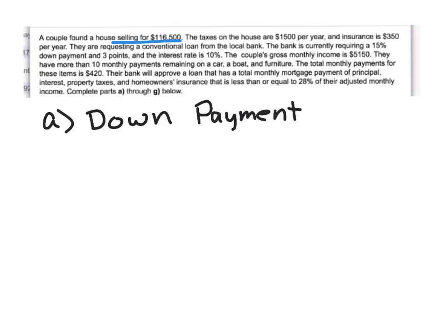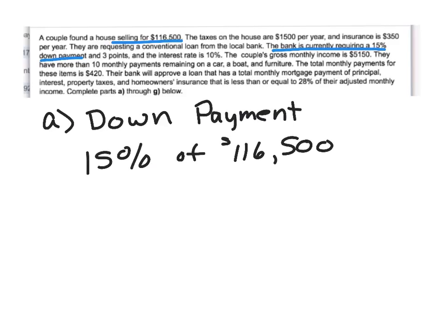So if I'm looking for the relevant information within the question, this is what I need. I need the sale price of the house, and I need the fact that the bank is currently requiring a 15% down payment. So the down payment is 15% of $116,500. Remember from your textbook and from other example problems that the first thing you need to do is convert that percent into a decimal. There's that imaginary decimal there at the end. You're going to move it over 2 places to the left. So 15% becomes 0.15.